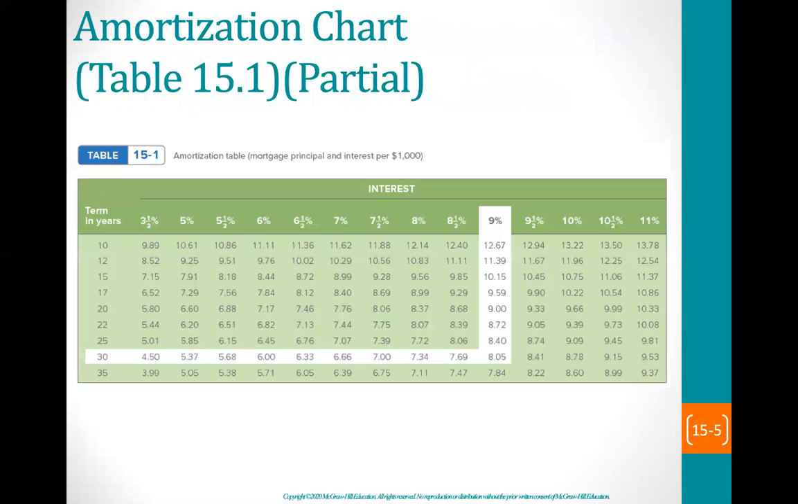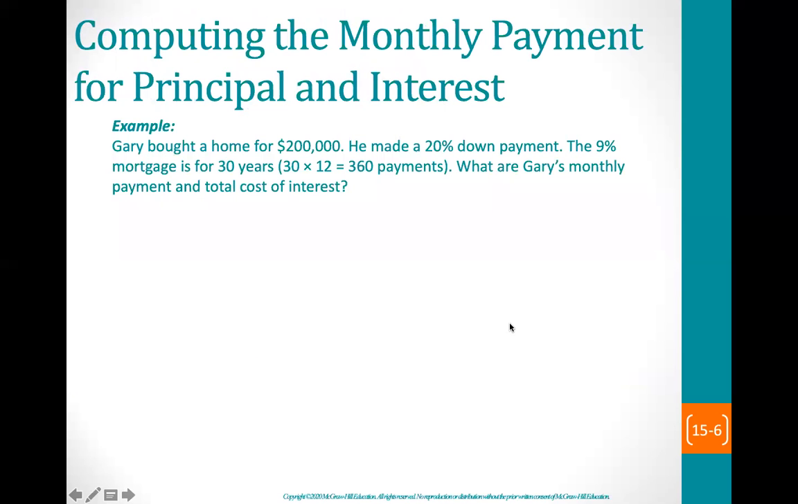So in the example that we're following, a man named Gary bought a house, and the house mortgage is $160,000, and his interest rate was at 9%. So you see his table factor is 8.05, 30 years at 9%. So Gary bought a home for $200,000. He made a 20% down payment. The 9% mortgage is for 30 years or 360 payments. What are his monthly payment and total costs of interest?